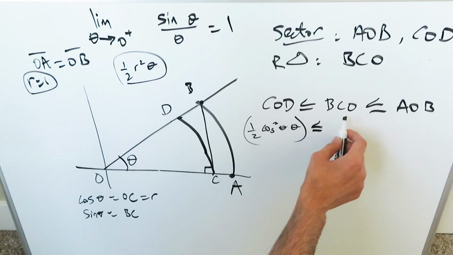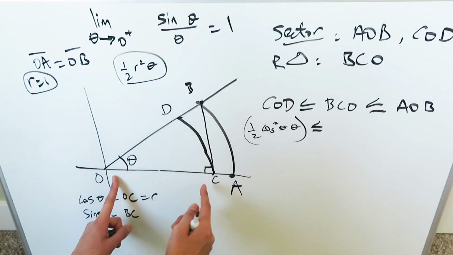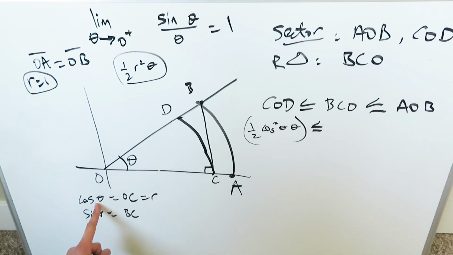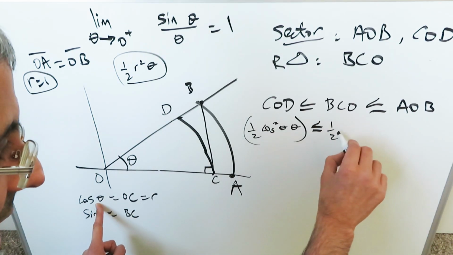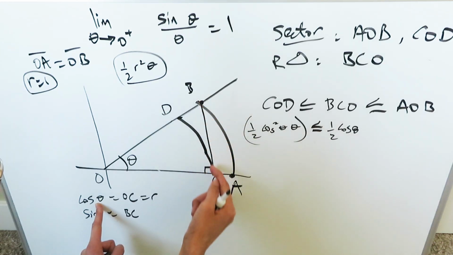I'm looking here next at the area of the right triangle. Area of the right triangle is equal to half base times the height. My base is OC, which is equal to cosine theta. You have a half times base, which is cosine theta, and then you have times the height, which is BC.